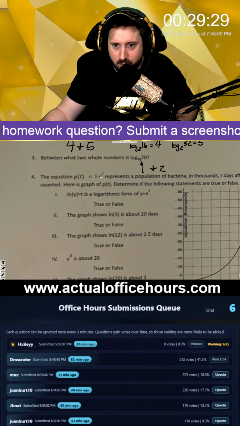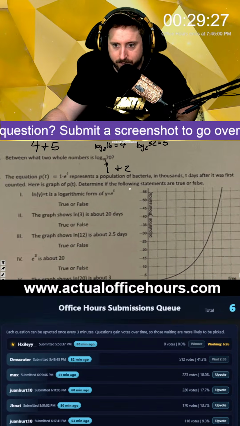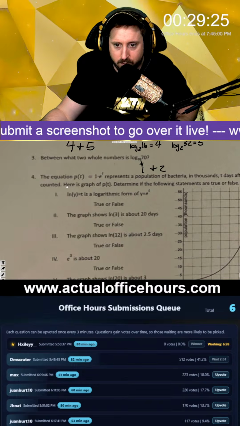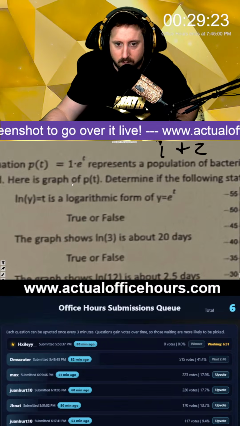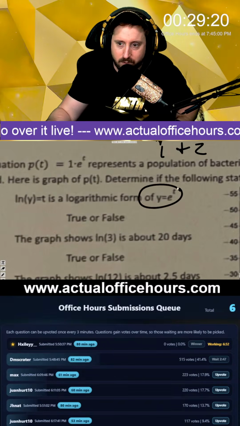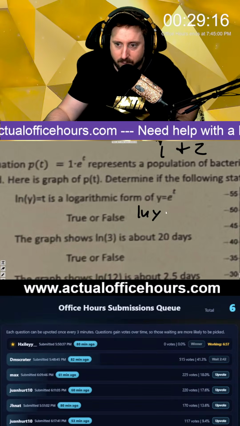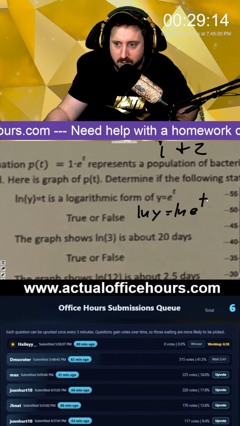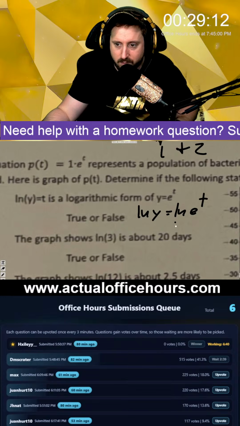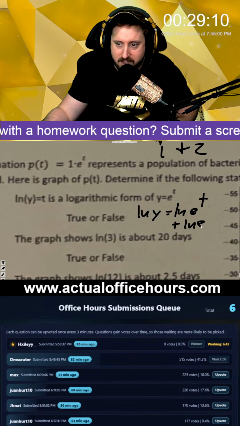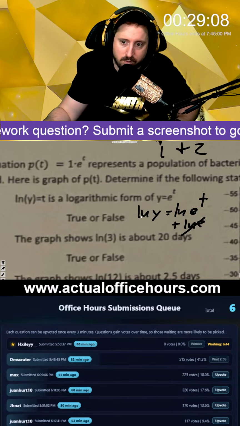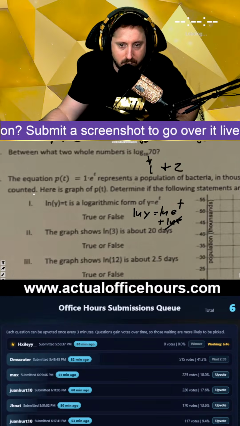There they say P of t is equal to e to the t. Here's a graph. Determine which is true or false. Is ln of y equal to t? I mean, yeah. You take the ln of both sides. ln of y is equal to ln of e to the t. The t comes out front, and then the ln of e is 1. So ln of y is equal to t. Yeah, that's true.